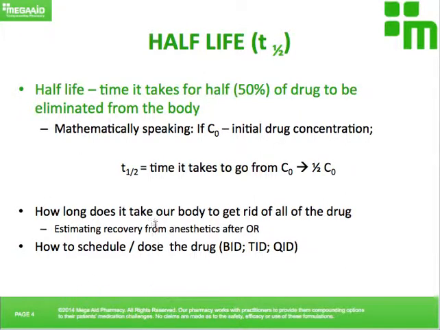Another thing that we can do with it is know how to schedule or dose a drug, whether it's BID twice a day, TID 3 times a day, or QID 4 times a day. So what do I mean by that? Let's say we know that a drug has a short half-life. Then we're going to schedule it more frequently, maybe 3 to 4 times a day. Versus if a drug has a very long half-life, we may only dose it once a day.